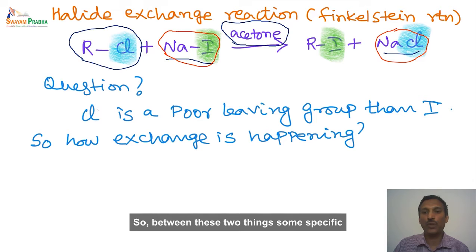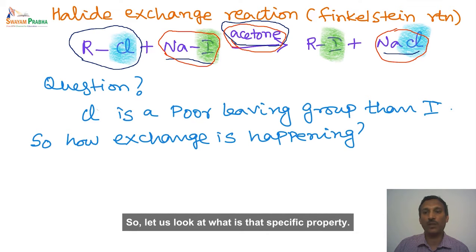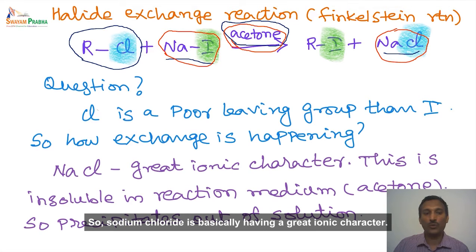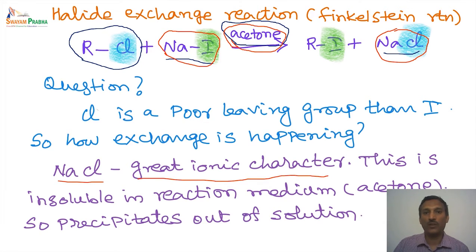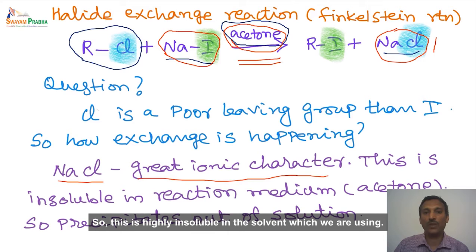So between these two things, some specific properties in a particular solvent, especially in acetone, help in making this reaction proceed in the forward direction. So let us look at what is that specific property. Sodium chloride is basically having a great ionic character. This is the crucial thing for this particular reaction to proceed forward. So this is highly insoluble in the solvent which we are using.